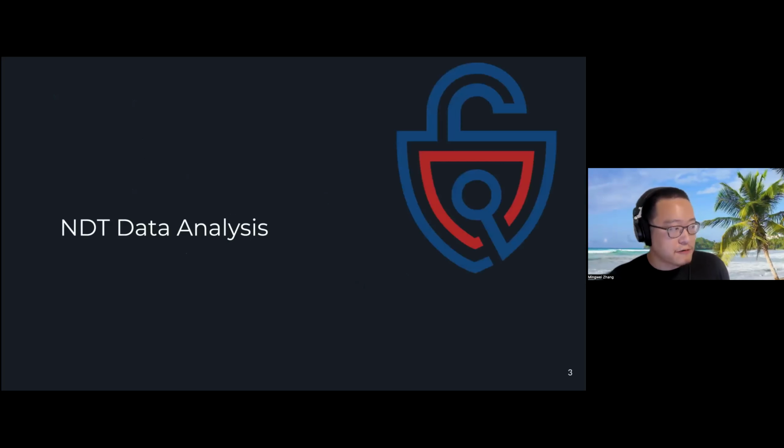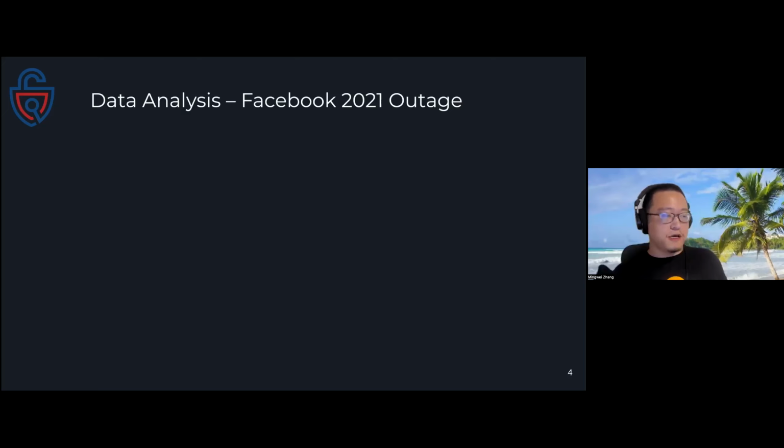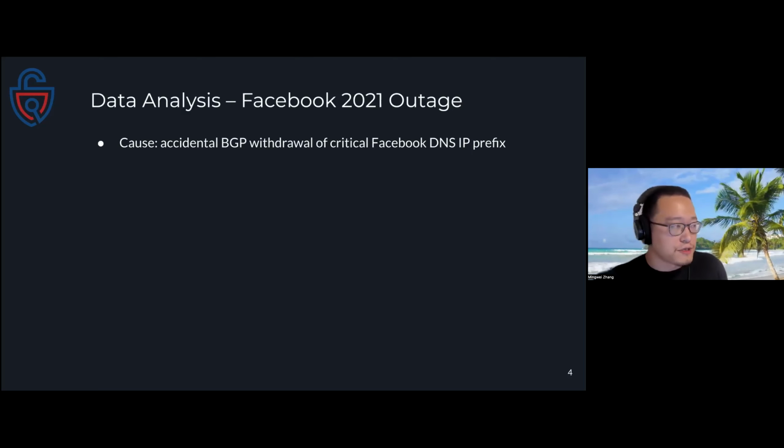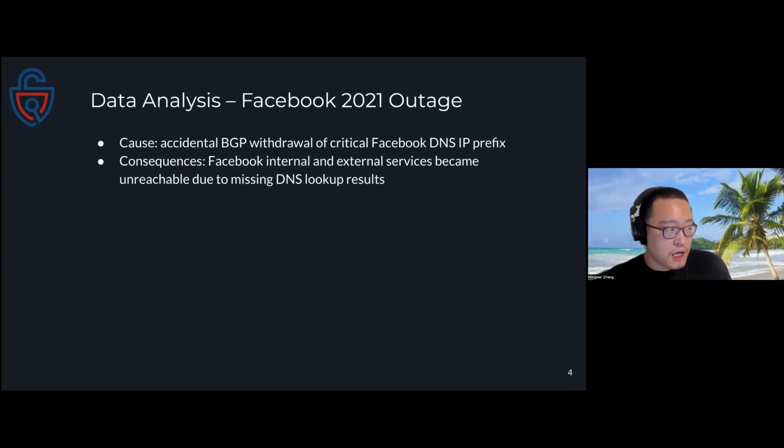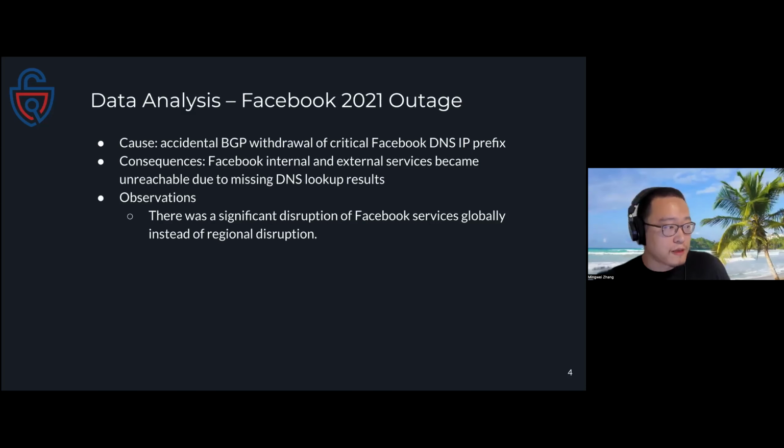All right, so let's start with the NDT data analysis. At the beginning, I took a look at how the Facebook 2021 outage affects the NDT data. If you don't know already, the Facebook 2021 outage was caused by an accidental BGP withdrawal of one or multiple Facebook DNS IP prefixes. As a consequence, Facebook's internal and external services became unavailable and unreachable due to the missing DNS lookup results. And here are a few observations that I can see from the NDT data.